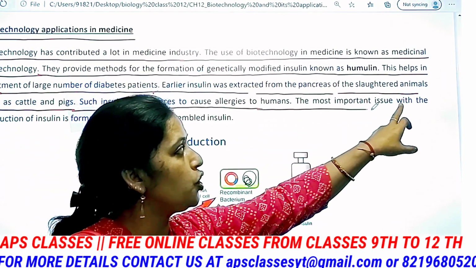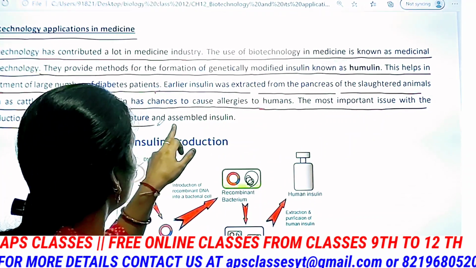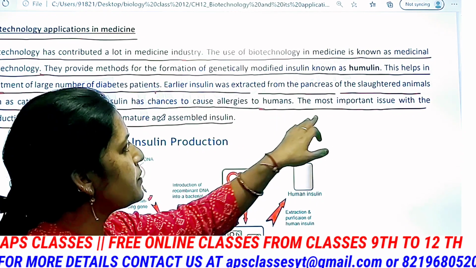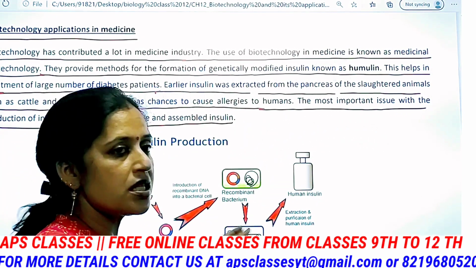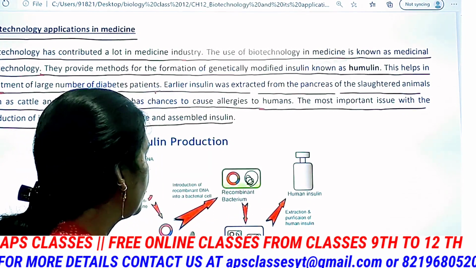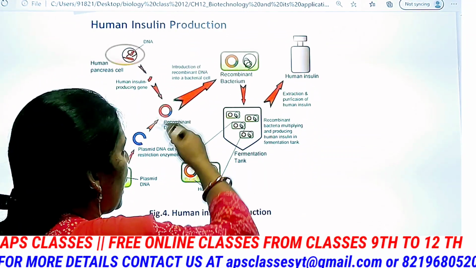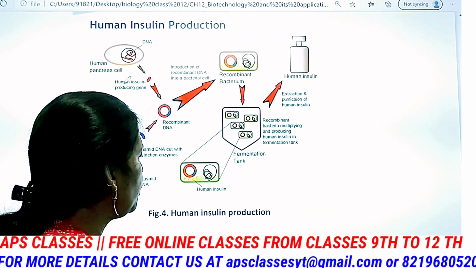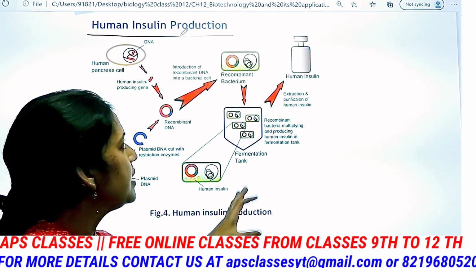The most important issue with the production of insulin is the formation of mature and assembled insulin. तो सबसे important issue जो है हमारा with the production of insulin, that is the formation of the mature and the assembled insulin. Next is human insulin production, which is shown with the help of this picture. How human insulin production takes place is clearly shown by this diagram.